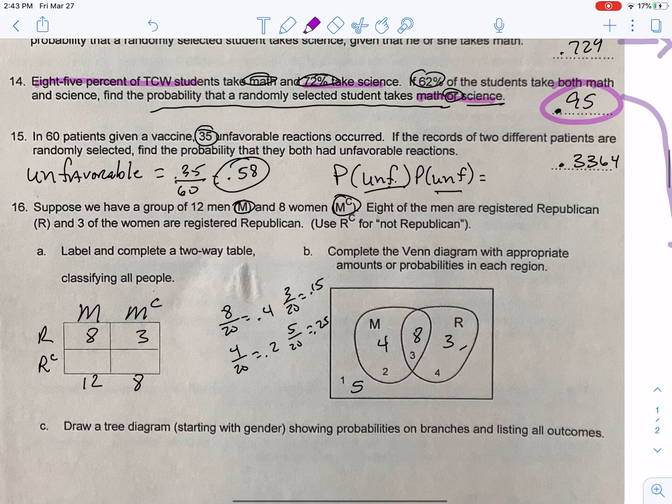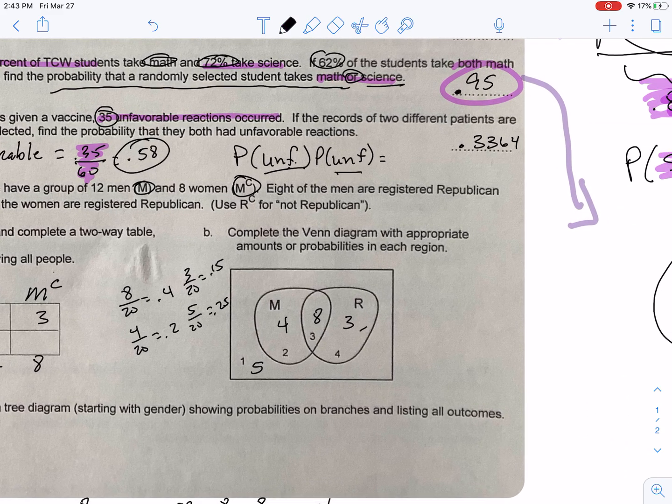Number 15, 35 unfavorable reactions. So you have to go find the probability that it's unfavorable. Well, 35 out of 60 is 0.58. So now, if I want the probability of unfavorable and then the probability of unfavorable again, that's going to be 0.58 times 0.58, which is 0.3364.